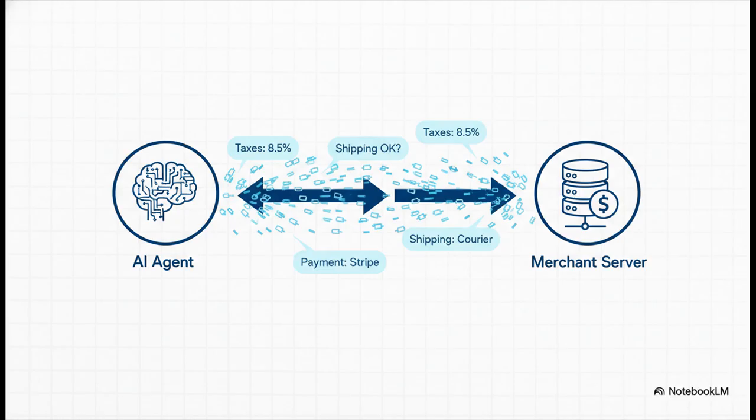And this right here is the negotiation phase in action. The agent and the merchant server have this incredibly rapid-fire conversation, just firing these small data packets back and forth. In a flash, they're confirming taxes, agreeing on shipping, and picking a payment handler like Google Pay or Stripe. And the wild part? This entire negotiation is over and done in just milliseconds.